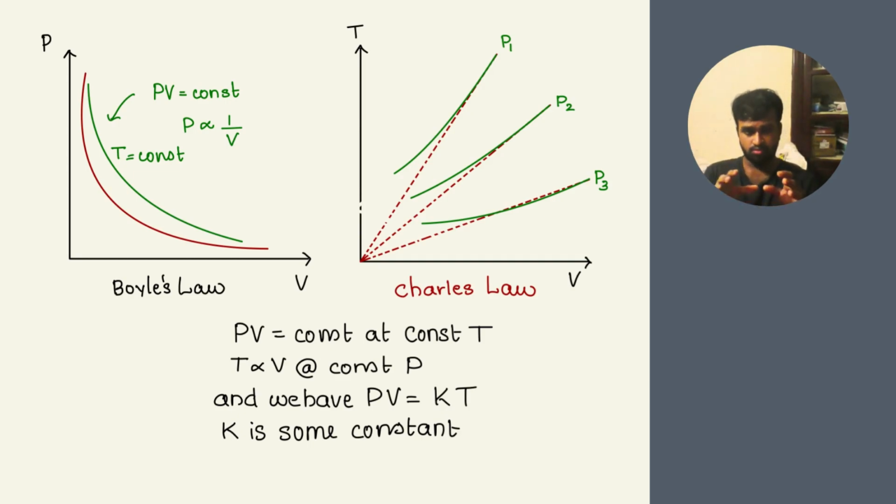Now, the number of moles is proportional to the number of molecules. So we can replace the capital N by number of moles into Avogadro number. We can couple that Avogadro number, which is the number of molecules in one mole, into that Boltzmann constant, and we get our universal gas constant R, and small n, which is the number of moles. So PV equal to nRT, the classical ideal gas equation.